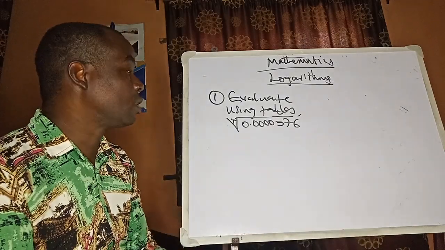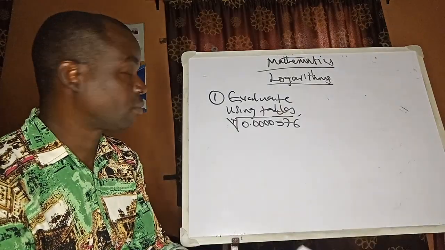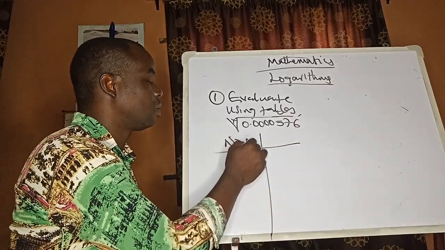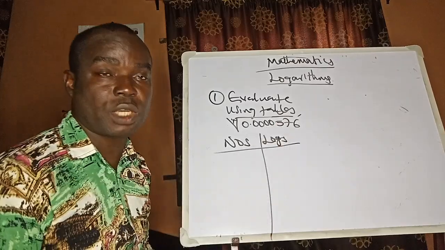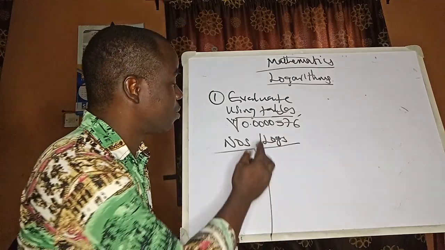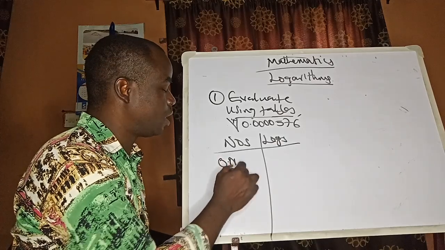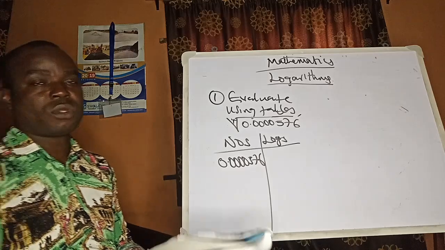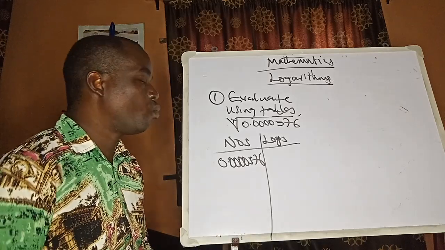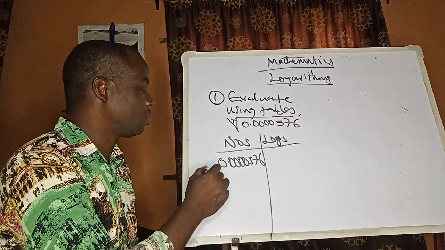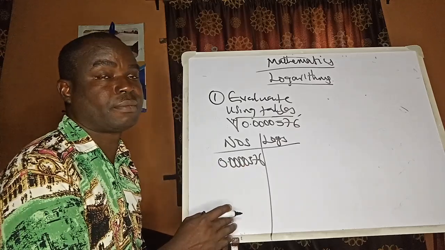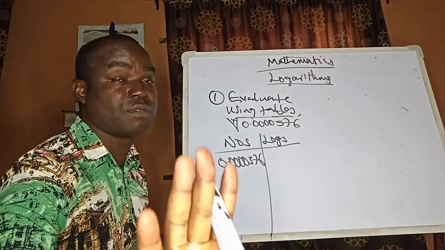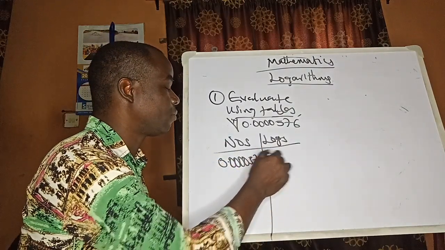Now, very quickly, we will start. Let's solve. We have numbers and logs. So we are beginning with 0.0000576. We will need to find the logarithm of this number. In the first place, if you count the number of zeros, 1, 2, 3, 4, 5, I have 5 zeros. So it will be bar 5.